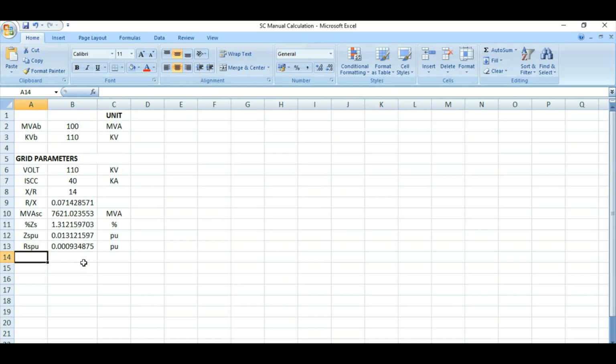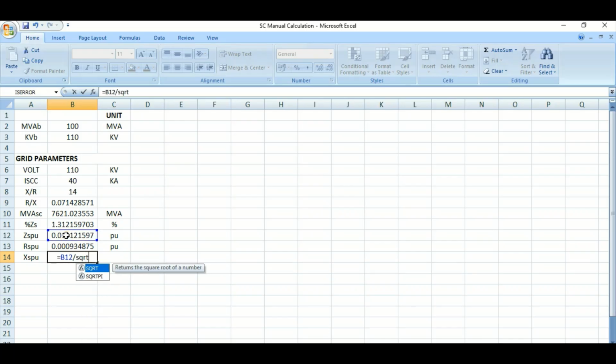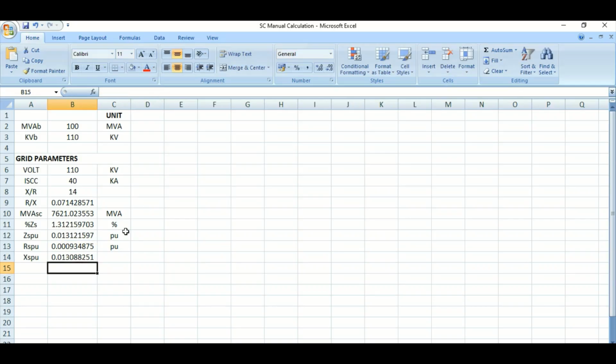Similarly, X per unit equals Z per unit divided by the square root of 1 plus R by X whole square. This is also in per unit. So we have got these two figures.